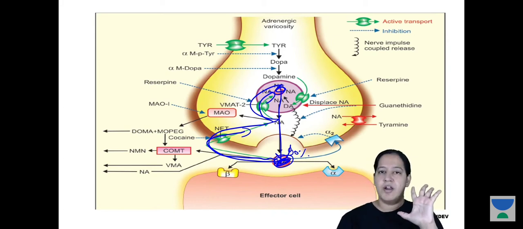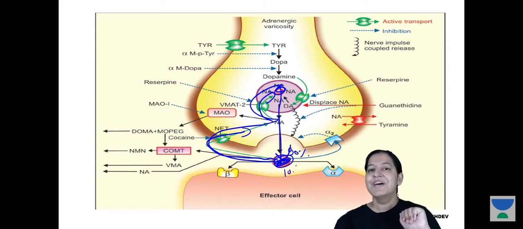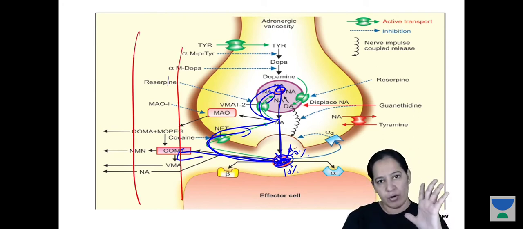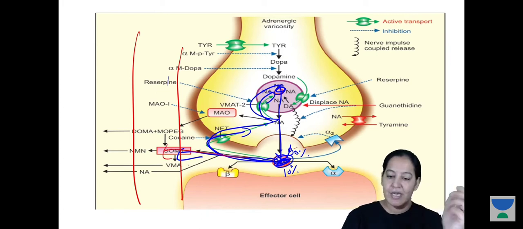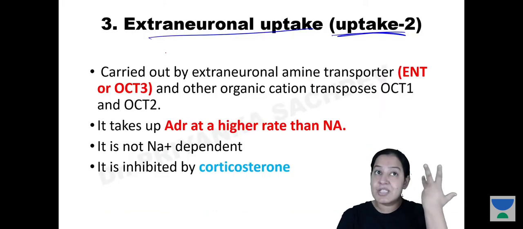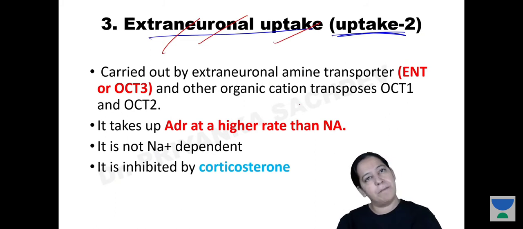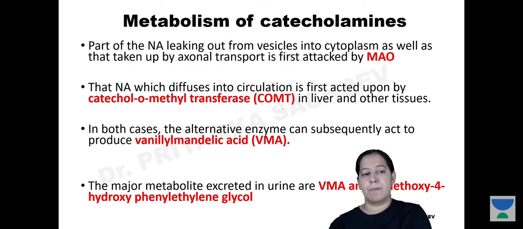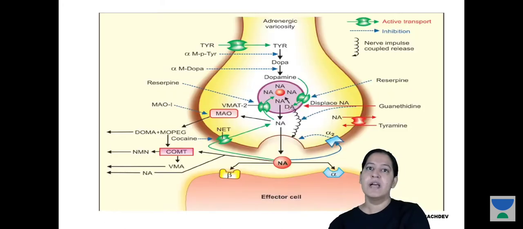So this is the way. 90% is terminated. But what about the remaining 10%? So the remaining 10% will move in the blood. It will go in the blood vessel. Let me draw a blood vessel here. This is a blood vessel. And after going in the blood vessel, it will be metabolized. So that is known as extraneuronal uptake. So it will be uptake at the blood vessel. So these are the two mechanisms. Main mechanism is neuronal uptake. Second is extraneuronal uptake.